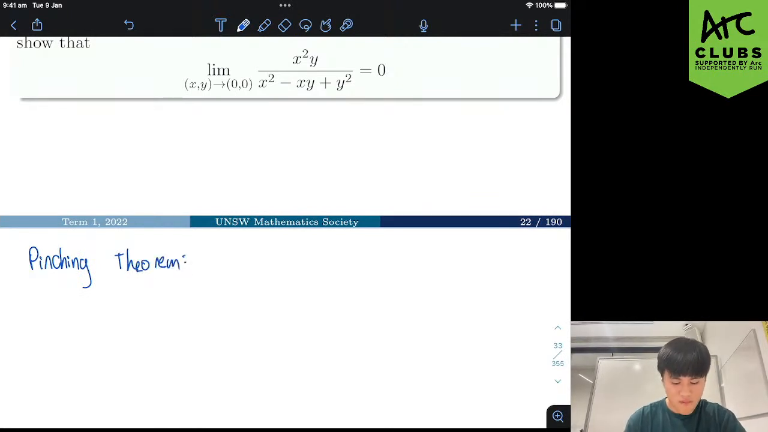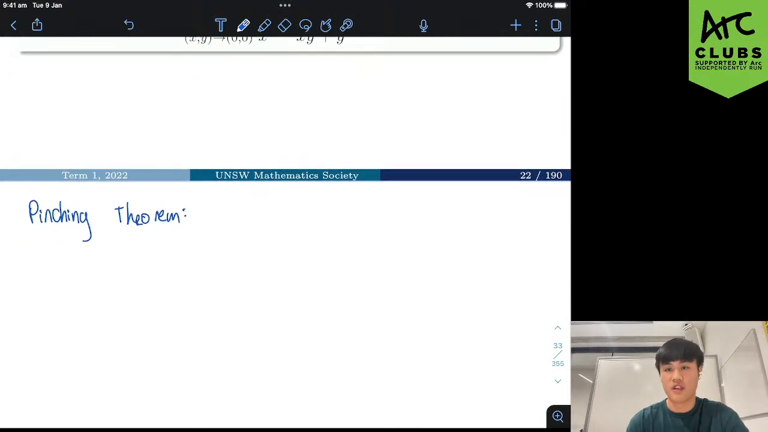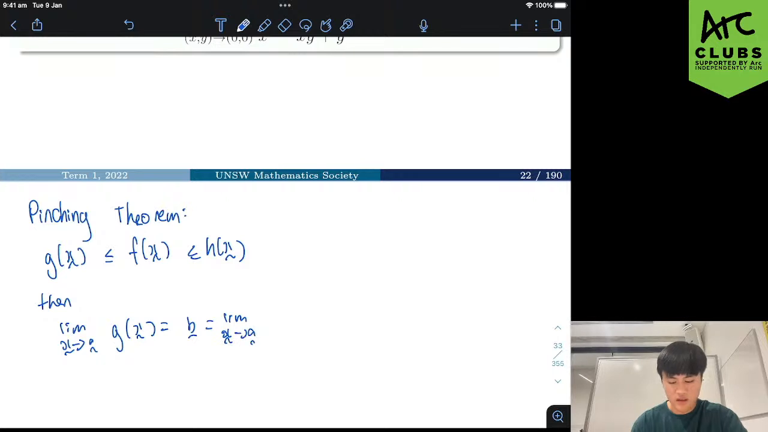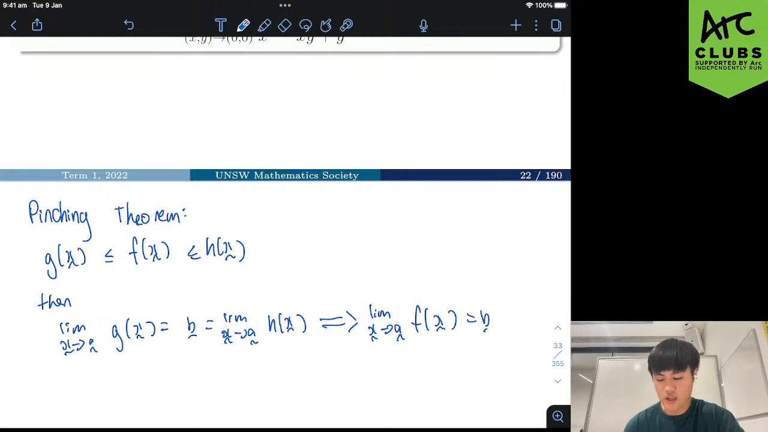Just a quick refresher on the pinching theorem. If we have three functions, g of x less than or equal to f of x, less than or equal to h of x, and if the limit as x approaches a of g of x equals b, which also equals the limit as x approaches a of h of x, then the limit as x approaches a of f of x is also equal to b.